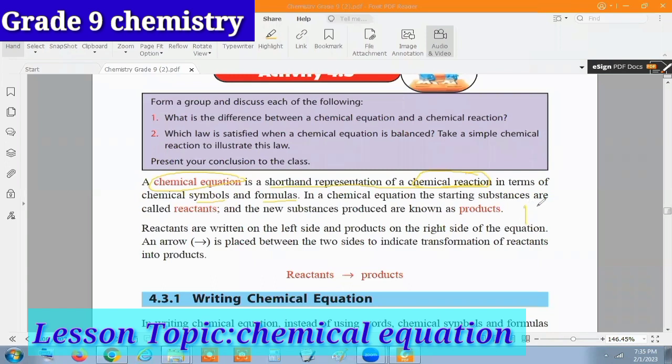Now we remember that a chemical reaction involves transformation of reactants into products.